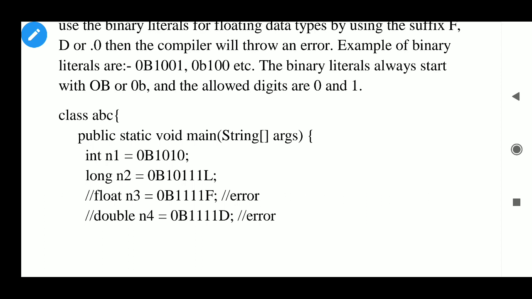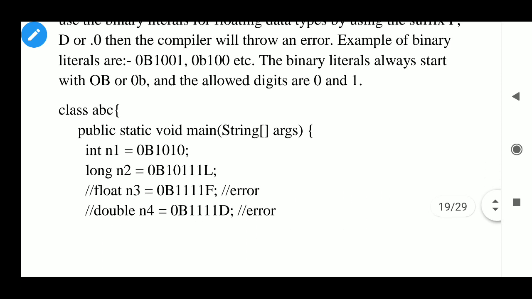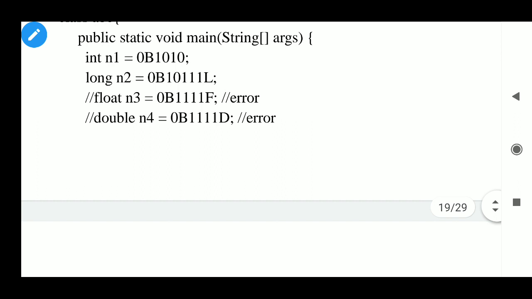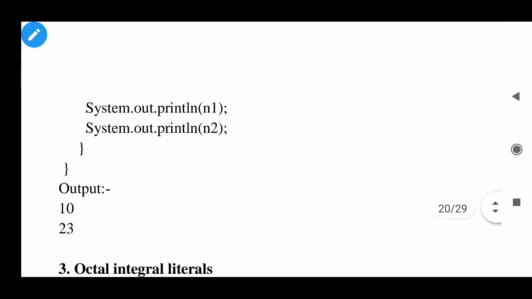And second, long n2 is equal to 0b10111. So what is the value of 10111? L is written for long. Then the value of this is 23. If we convert it, we will get it. So float n3 = 0b11111f, this is an error, because f means float, and these binary literals can be used for integer types only. Double also is an error. So the answer will be 10 and 23.